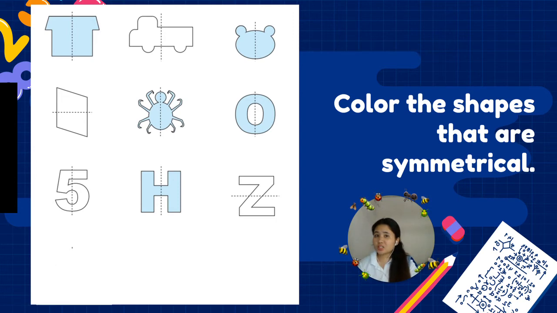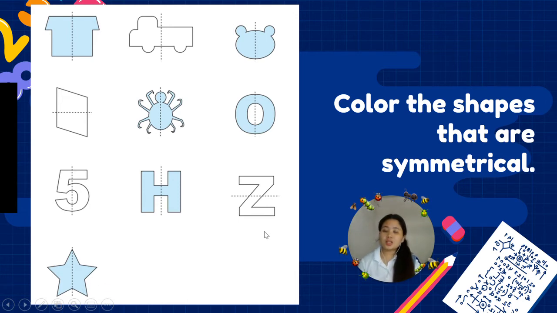The next one, how about a star? Is star a symmetrical shape? Yes, so you have to color the star. So this one, the same, the same, the same. So it is a symmetrical shape.